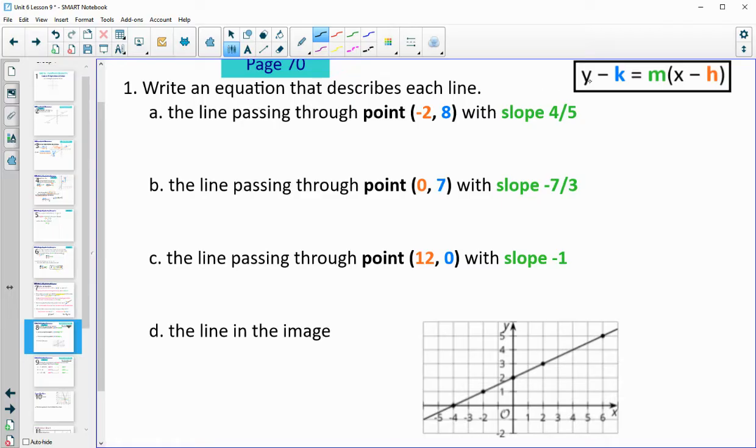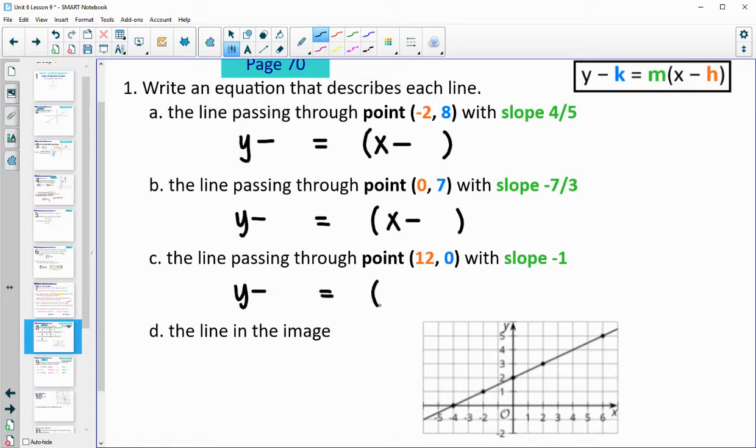All right, so when I'm doing this, I like to write out the point slope form and just leave these colored spaces blank and then just fill them in. So y minus, and then I leave a blank for the y coordinate, equals, leave a blank for the m, parenthesis x minus, and leave a blank for the x coordinate. So I'm just going to put that in each of these. So it'll be y minus the y coordinate equals the slope times x minus the x coordinate in each of these, and then we can just go ahead and fill it in.